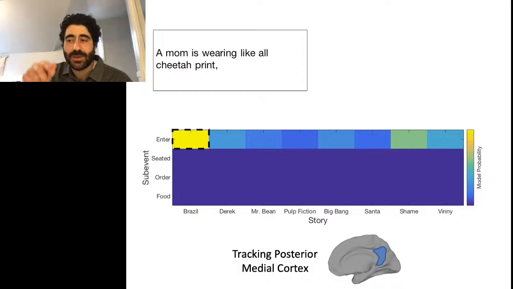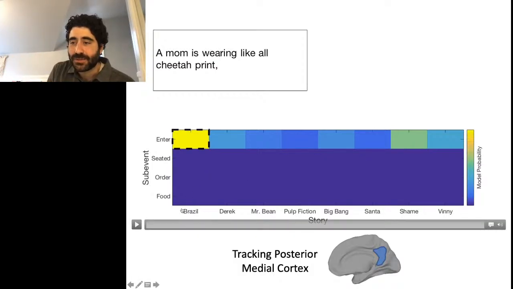So the dotted square here is going to show the correct answer. The story that they actually are talking about is this clip from the movie Brazil. And the dotted line here, what they're actually talking about is this first scene of Brazil. And then they're going to proceed through the second, third, and fourth scenes of this clip.